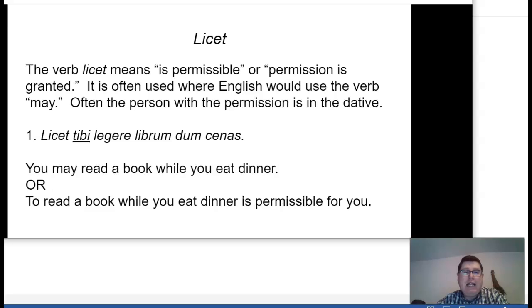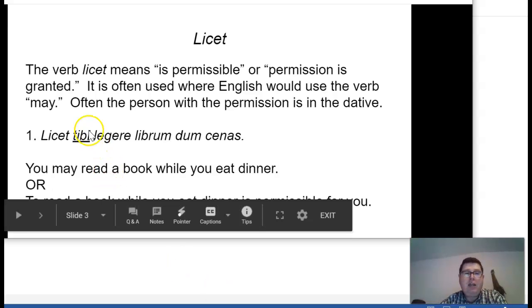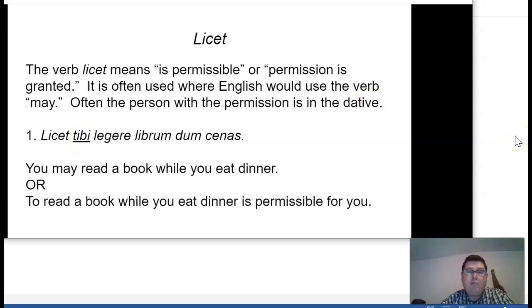So for instance, licet tibi legere librum dum cenas. You may read a book while you eat dinner. Literally it means to read a book while you eat dinner is permissible for you. But typically we take this dative of reference in Latin and we turn it into our English subject of the word may, simply because English is not as fond of impersonal verbs as Latin is. So that's a construction you probably have already seen before.